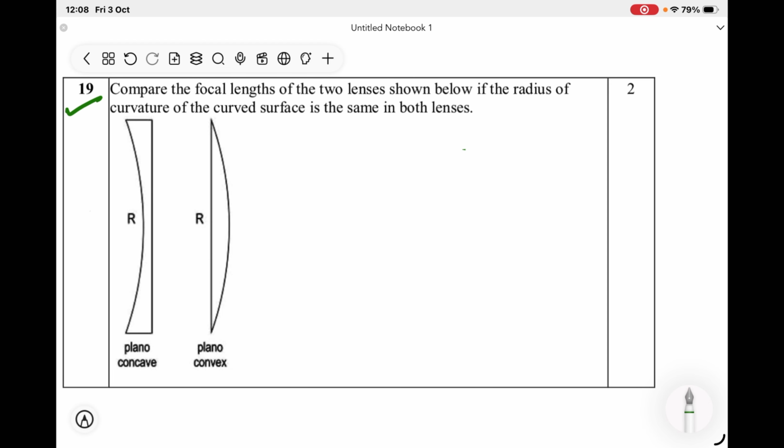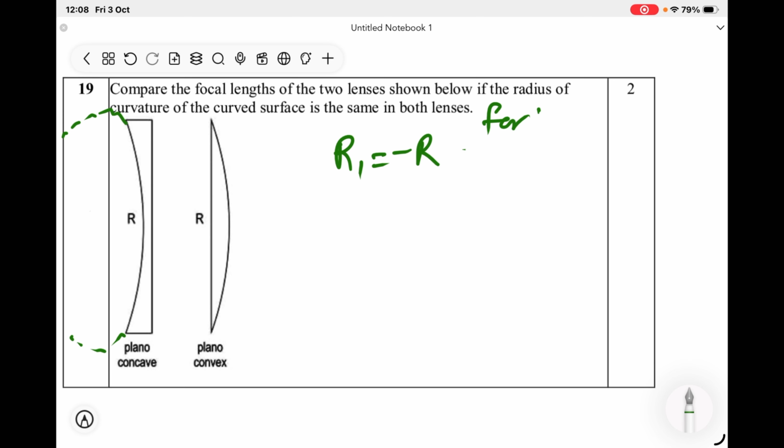Compare the focal lengths of two lenses shown below if the radius of curvature of the curved surface is the same in both the cases. So first is plano concave. One side is plane and one side is concave. In this you can see the circle is getting completed this side, so this side is negative. Front side is negative, so R1 I'm writing as minus R.